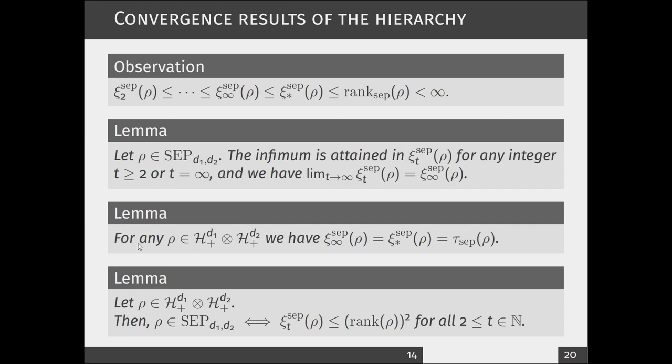Our second lemma is, if we have a rho from this matrix space of this tensor product structure, we have the following equality amongst our big parameters, our xi infinity, xi star, sep. This is pretty useful because our hierarchy then converges to xi infinity, so we reach the separable rank.